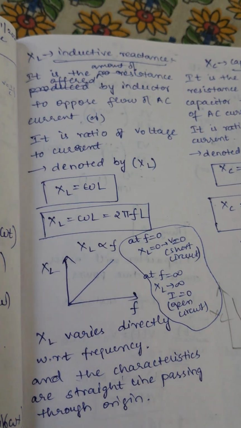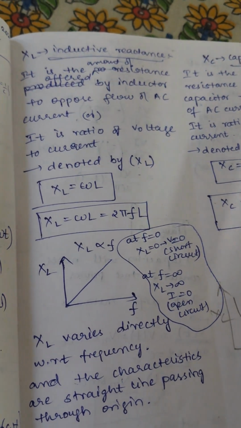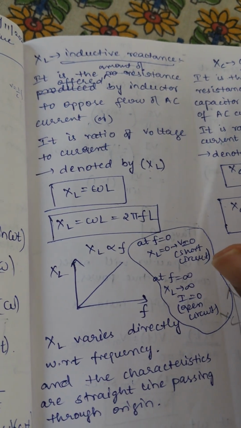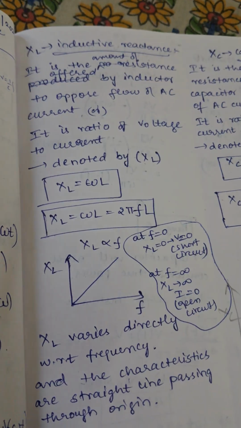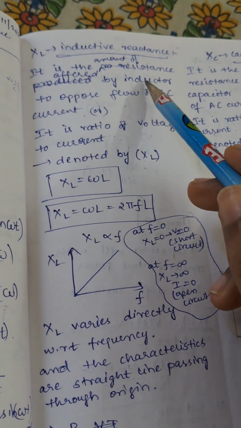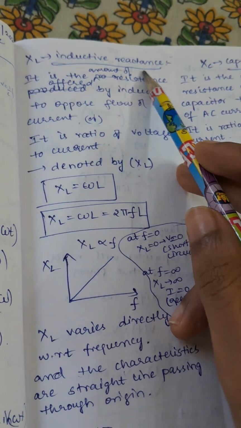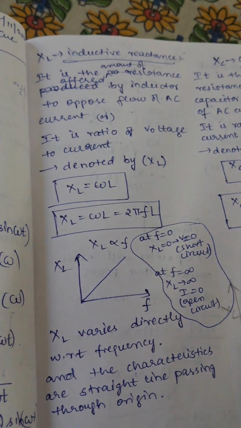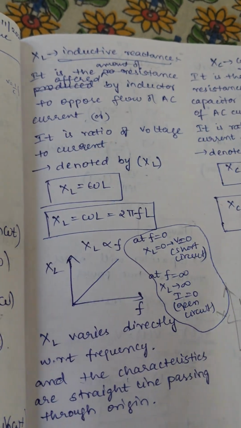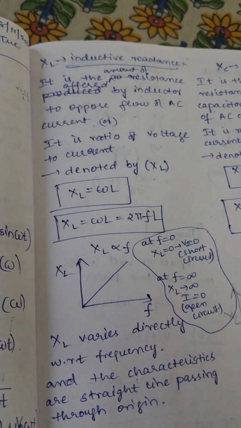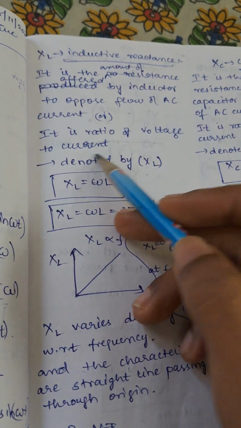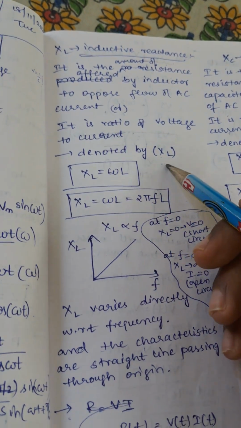Actually, we all know that opposition to the flow of current is resistance. In AC circuits it is impedance. In that impedance, if the inductor is opposing, then that resistance is known as inductive reactance. If the inductor is there, the opposition to AC current will be inductive reactance. If the capacitor is there, the opposition to AC current will be capacitive reactance. So this is the ratio of voltage to current, denoted by XL. XL is equal to omega L, which I wrote here.